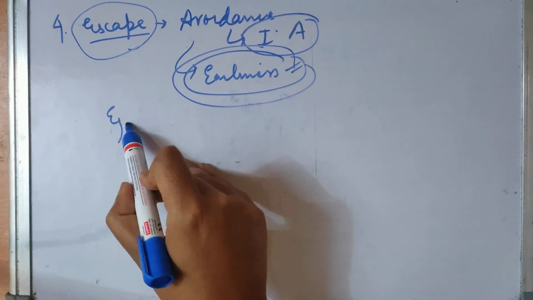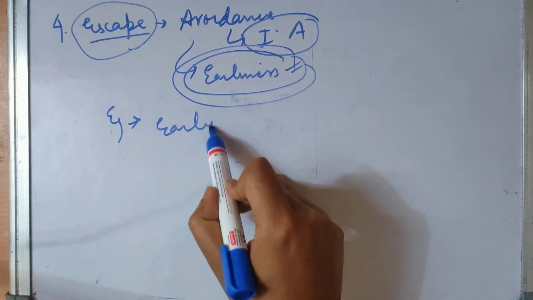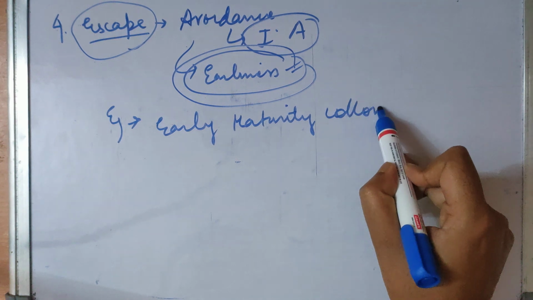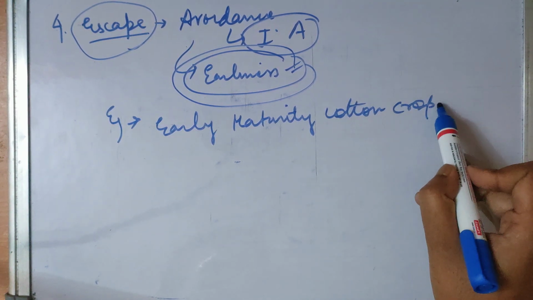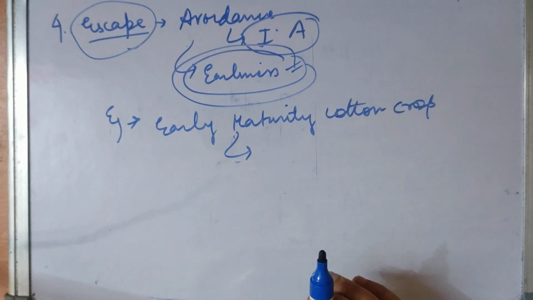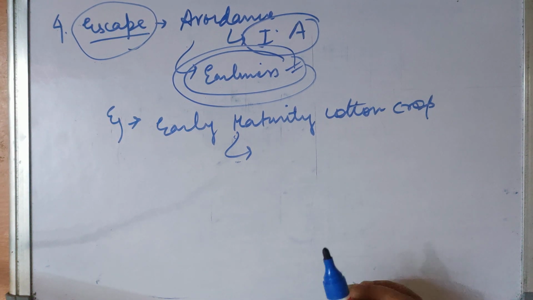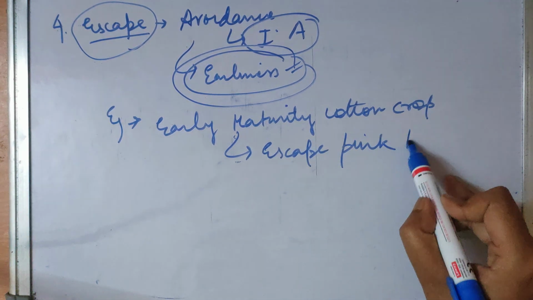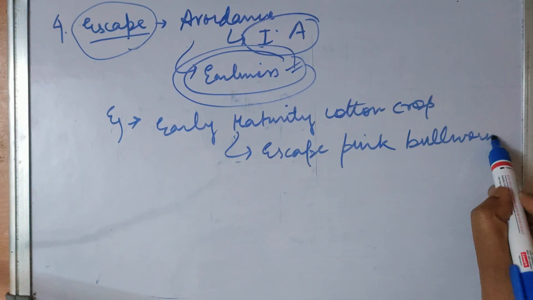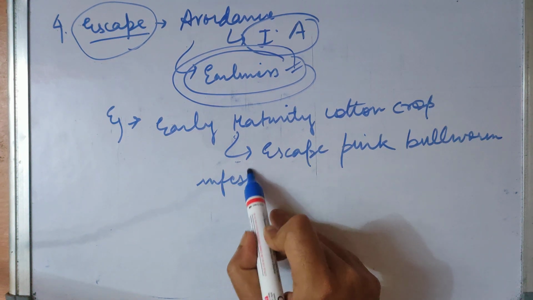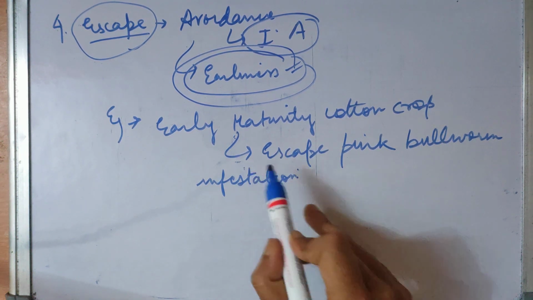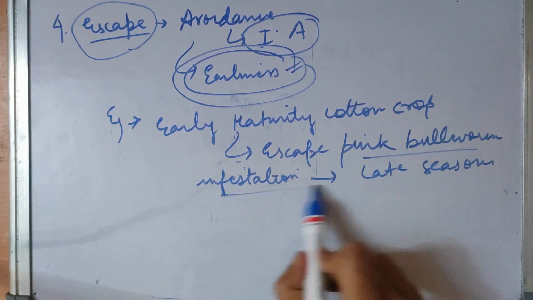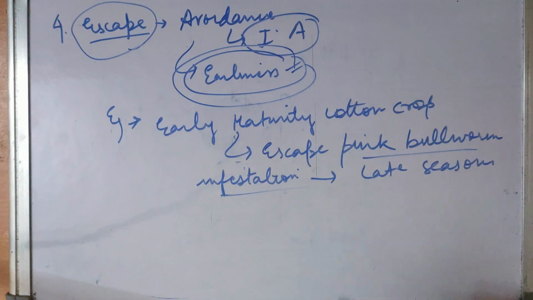For example, you have heard about early maturity cotton crop. They escape pink bollworm infestation, which occurs in late season. So due to its earliness, it escapes pink bollworm infestation. Hope you all understand this.